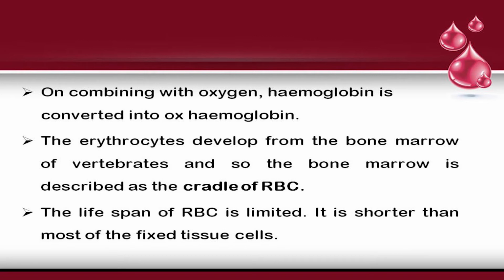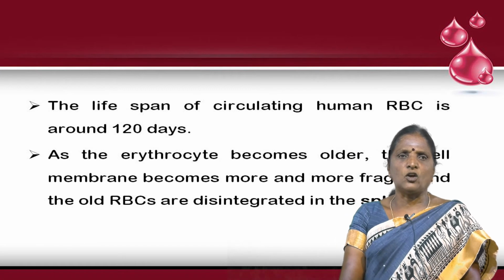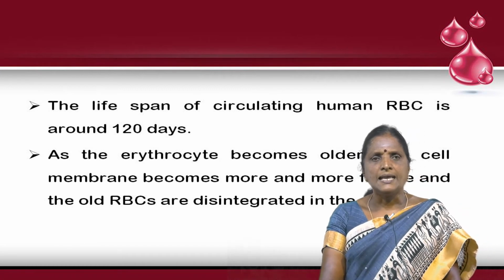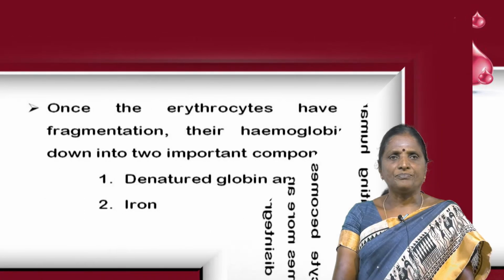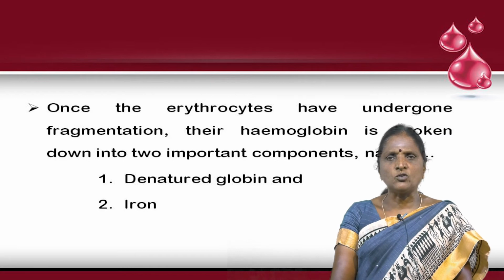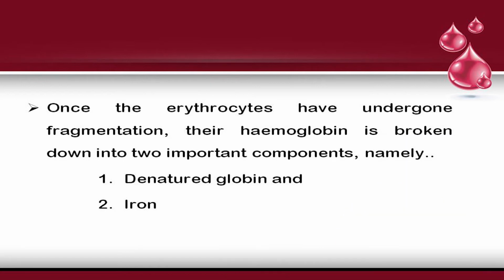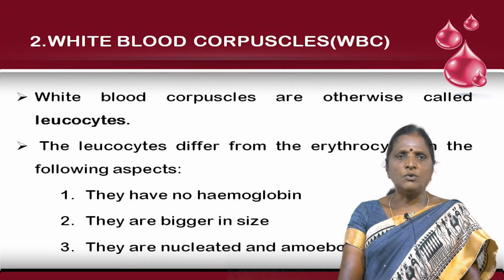The lifespan of RBC is limited. It is shorter than most of the fixed tissue cells. The lifespan of circulating human RBC is around 120 days. As the erythrocyte becomes older, the cell membrane becomes more and more fragile and the old RBCs are disintegrated in the spleen. Once the erythrocytes have undergone fragmentation, their hemoglobin is broken down into two components, that is denatured globin and iron.